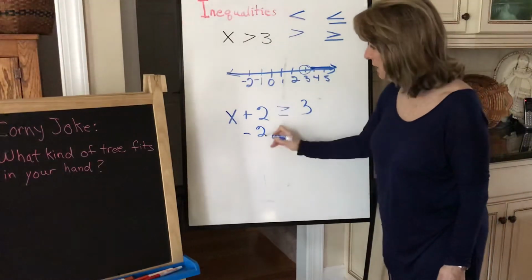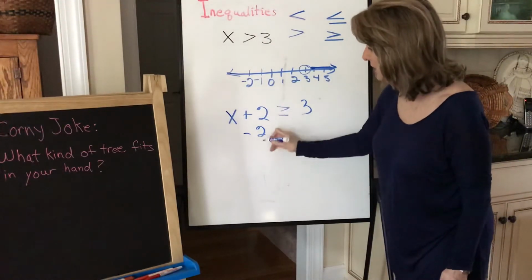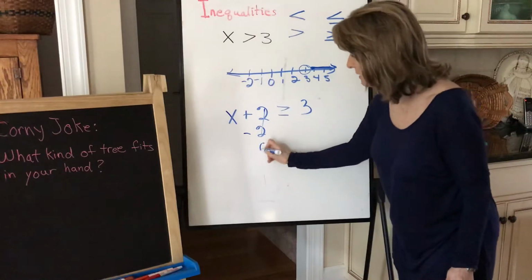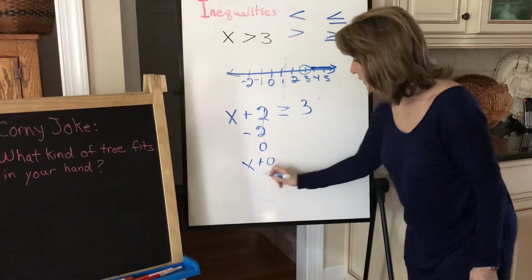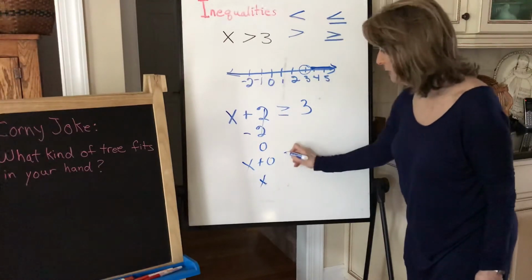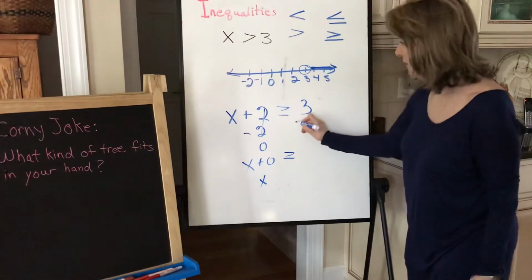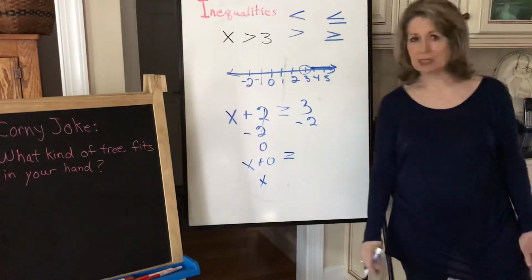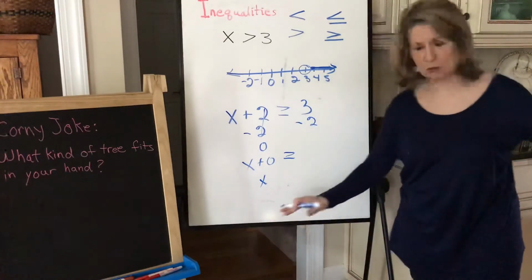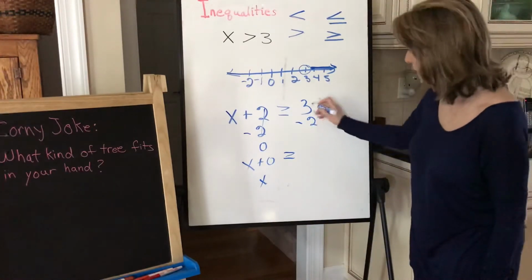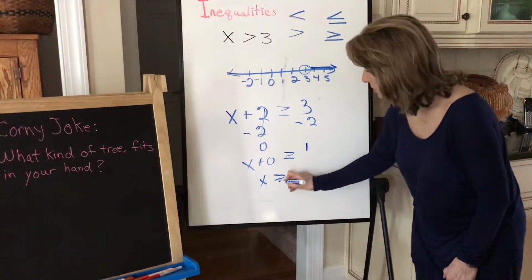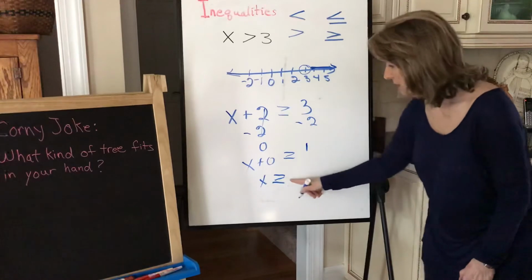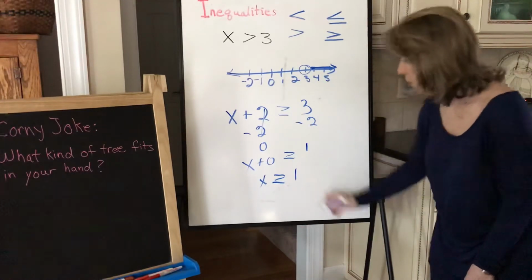So we're going to subtract 2 from this side, and that's going to make 0, and we like 0 because x plus 0 is going to equal x. So that's what we did that for. Now we have to subtract 2 from this side because whatever you do to one side, you do to the other. So when I subtract 2 from 3, I get 1, or my solution to this inequality is x is greater than or equal to 1.